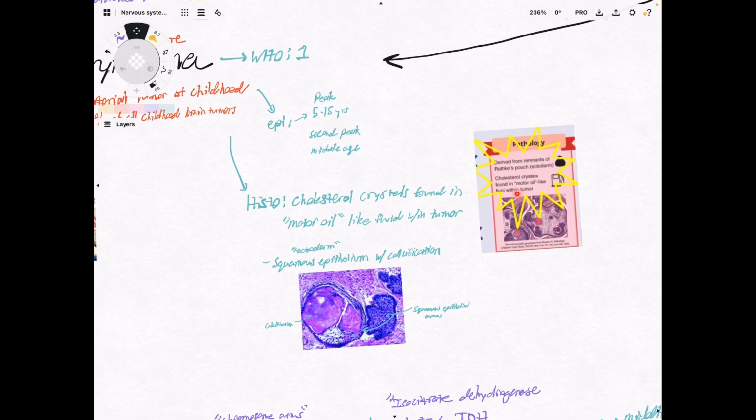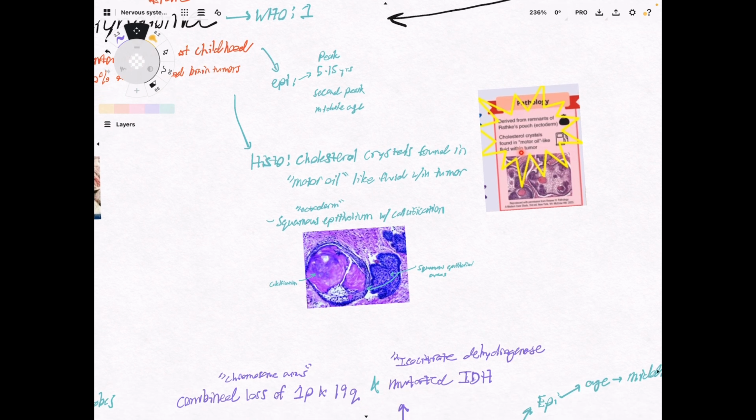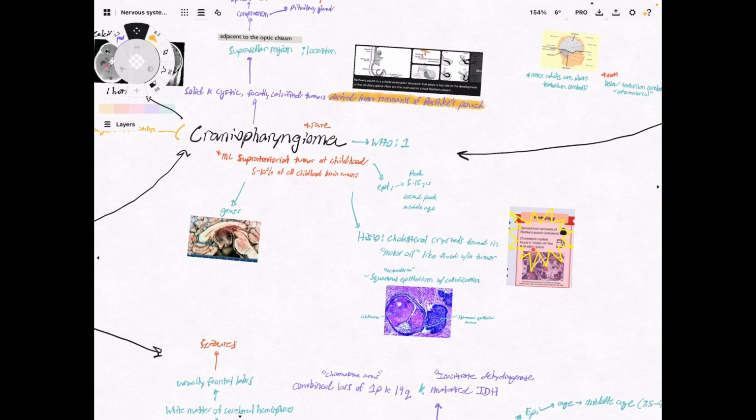Histology. It's very interesting. You have these cholesterol crystals found in a motor oil-like fluid within the tumor. So if you extract the fluid from the tumor, it's going to look very dark, and then you can get cholesterol crystals from that. It's going to be very squamous. It's going to be squamous epithelium with calcifications. So you have calcifications here, squamous epithelial areas here and here. It's very classic for a craniopharyngioma.